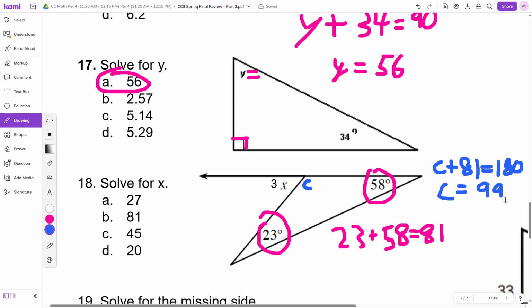Now, I actually don't even need to go that far because this external angle here is equal to the sum of the other two angles. So what I'm trying to say is that this right here equals 81. So 3x equals 81. And divide both sides by 3, and you get x is 27. Whoop. That's my answer.